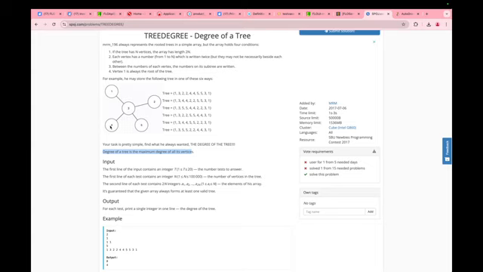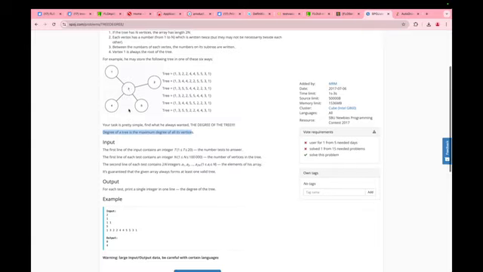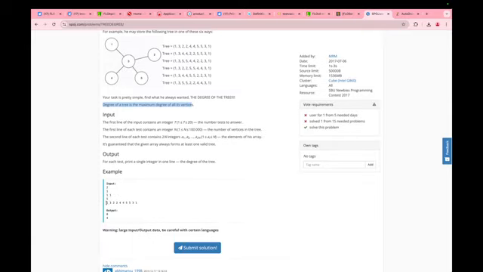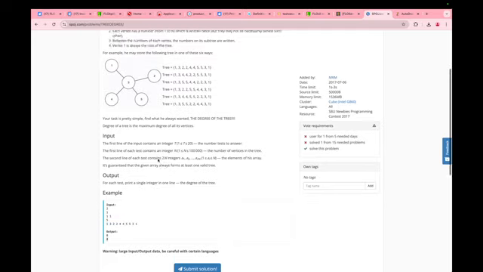Again, the degree of four, this particular vertex, will be one. Why? Because it is connected to this one vertex, three. Similarly, the degree of this will be 1, the degree of 5 will be 1. So what will be the maximum degree? It is 4. Vertex 3 has the degree 4. This same example is given in the input over here and the output is 4.